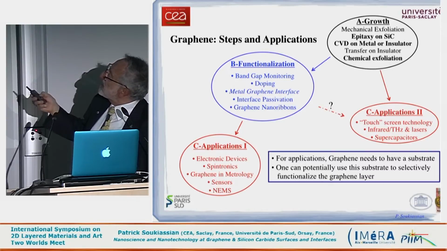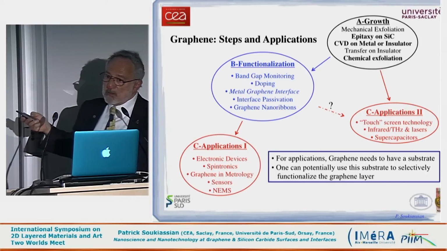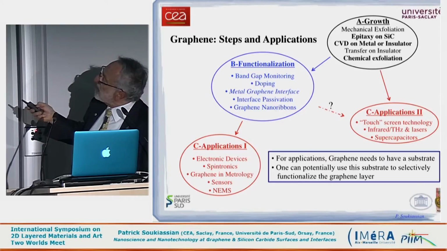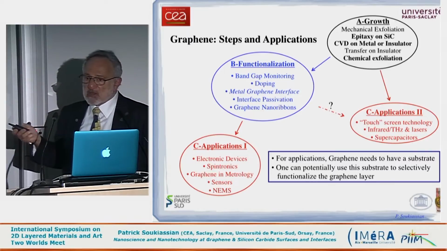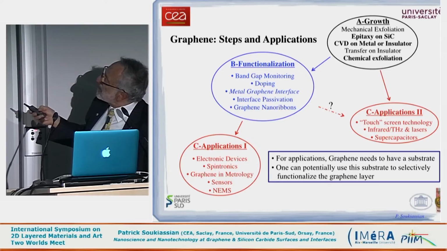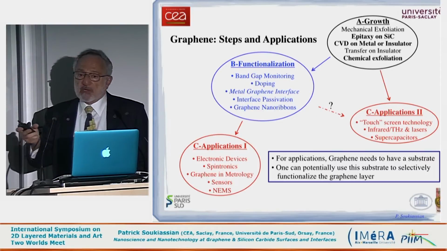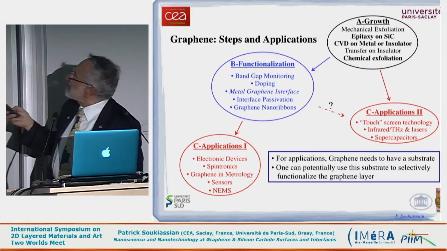Then you have two problems. You need to functionalize it. So one thing is, you see, I told you it's a semi-metal. You need to open the gap. You need to dope it. You need to create a graphene metal interface, which probably is the most challenging point. You need interface passivation, and recently, I don't have time to show you that, there are graphene nano ribbons on which you can, you see, open the gap in this way.